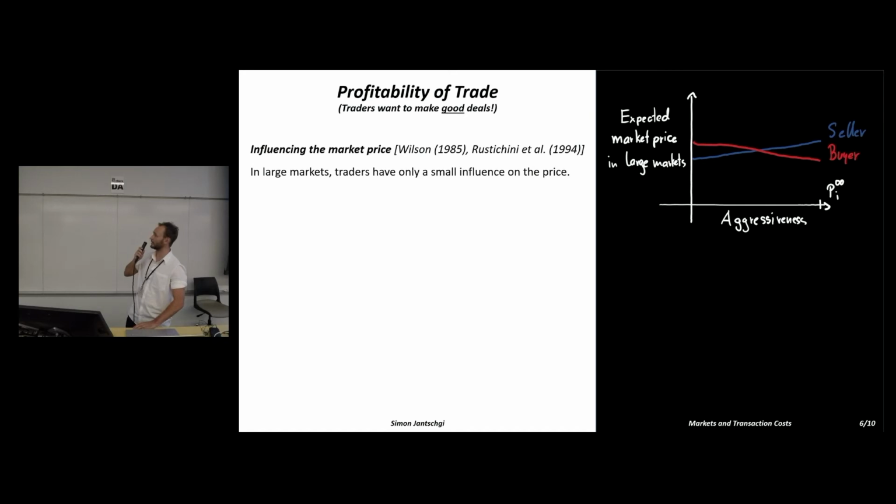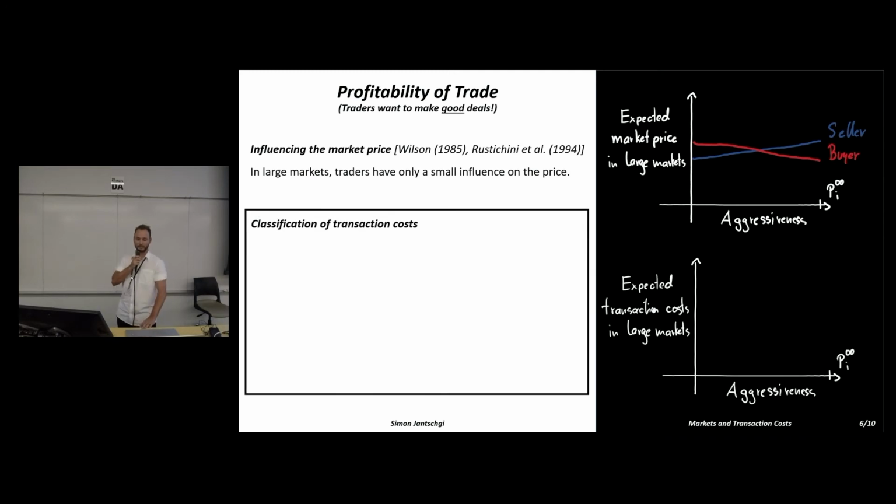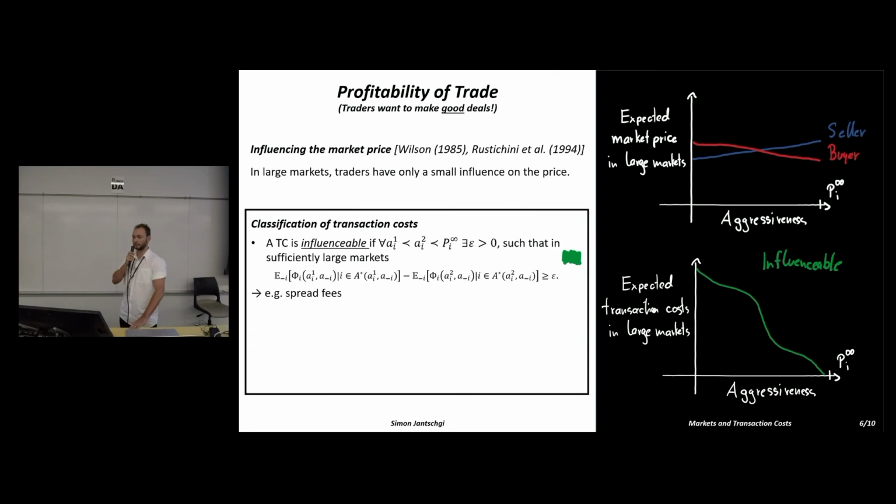They want to influence the market price and they want to influence their fee. Now the famous finding is that influencing the market price, you cannot do that anymore in large markets. And now the main thing is that we characterize transaction costs by whether or not they have the same property. So we say that the transaction cost is influenceable if you can still influence it in large markets. So if you have a non-vanishing influence, by lowering your action, you can actually lower your transaction cost. And this is a spread fee, because as you recall, a spread fee is dependent on the market price and your action, and by switching your action, you can directly diminish your fee.